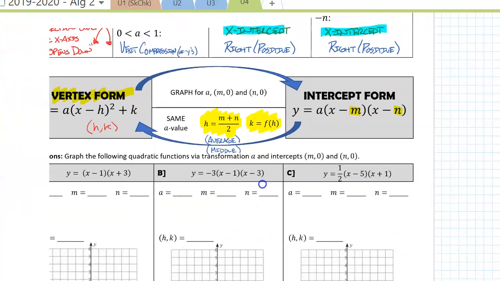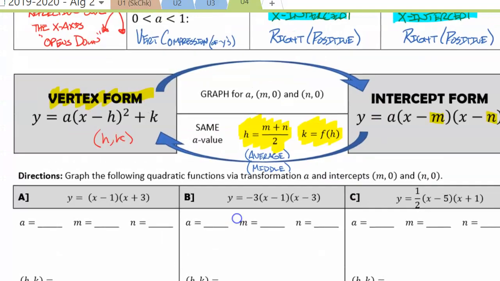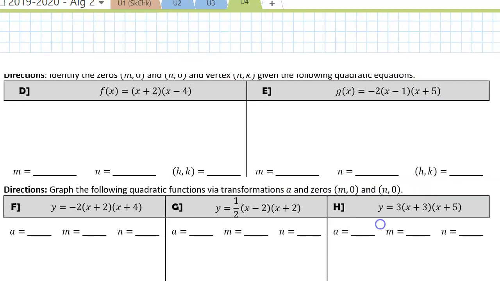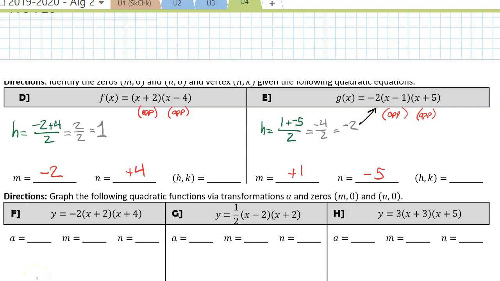So let's take a moment and actually practice finding the h value on the top of the previous page. Here are my two examples. I'm given two equations written in intercept form. So we can go ahead and identify m and n first. In our first value here, I have to think about it as the opposite. So my m value is -2 and my n value is +4. In this other example, m is equal to +1 and n is equal to -5. Now, to find the h value, all we're going to do is take the average, which is -2 plus 4 over 2, which is 2 over 2, which is 1. Here we see 1 plus -5 over 2, or -4 over 2, equals -2.